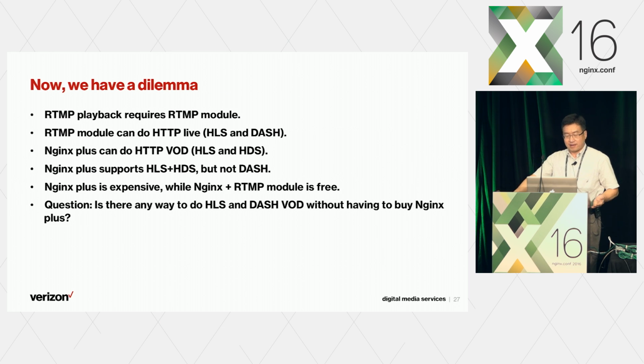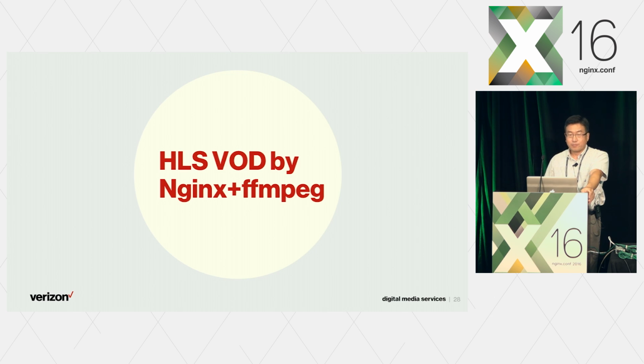So what we have got so far is the NGINX RTMP module can do RTMP live and VOD. The NGINX RTMP module can also do HLS and DASH live. NGINX Plus can do HLS and HDS, but the HDS is not complete. The question here is, is there any way to get HLS and DASH VOD on the fly without spending too much, using the basic NGINX? I'm going to discuss some methods to achieve that.